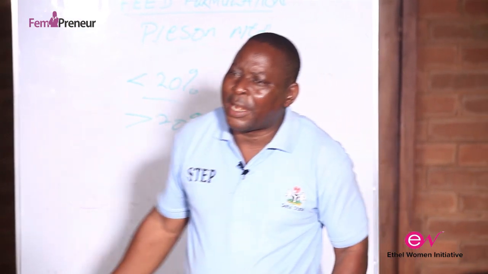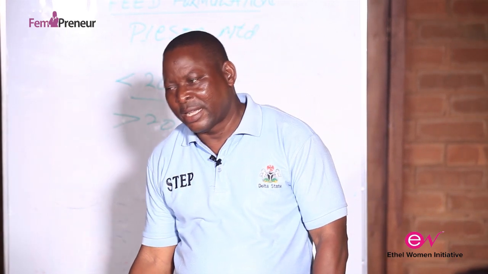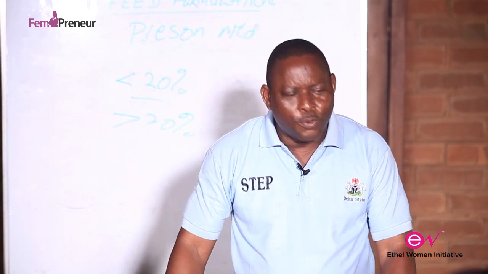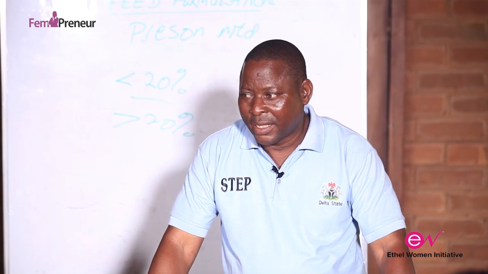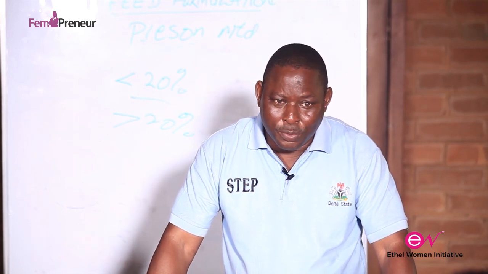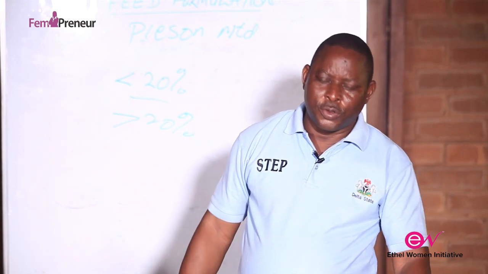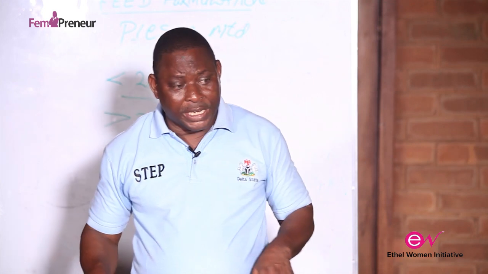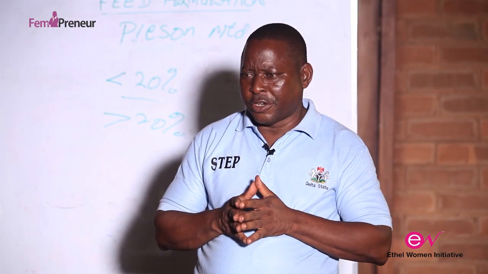Because we have several raw materials that will give you carbohydrate. We have several raw materials that will give you protein, which are the two key things we are going to look at in this feed formulation. Are you with me? By the time we go to the other two methods, we'll go in detail. But I just want to start with the simplest method of feed formulation.